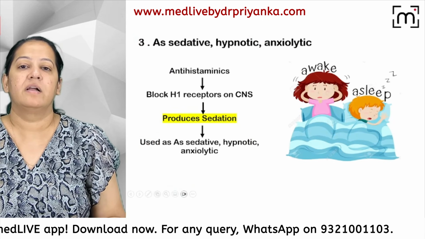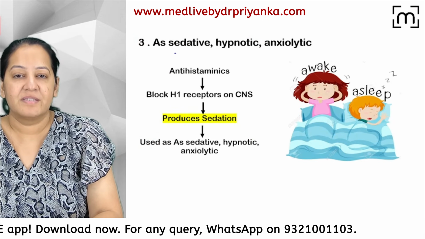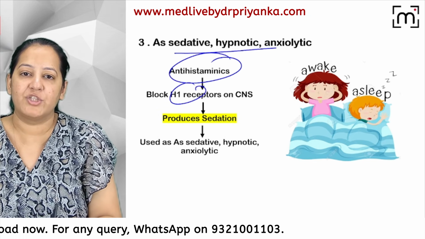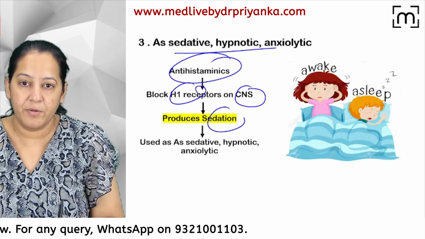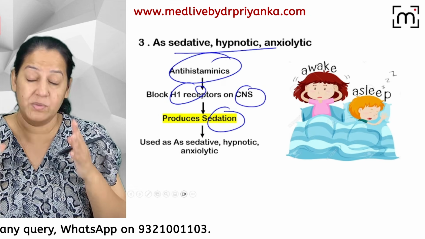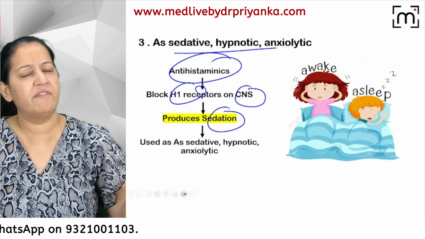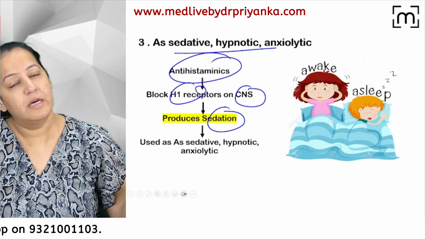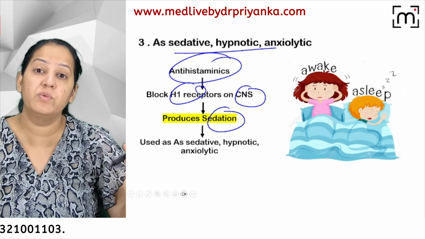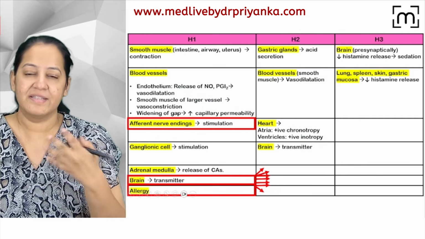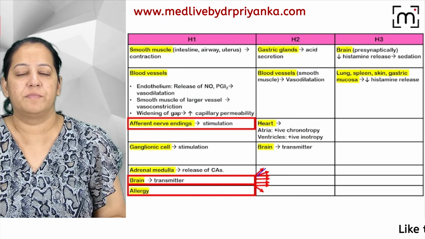One by one we will take. So first action is sedation and hypnotic. Antihistaminics block H1 receptor in the brain, so it produces sedation. Suppose it is a person who is unable to sleep, having insomnia, trouble in sleeping. Give H1 antihistaminic, so the person will feel sleepy. So we can use it as a sedative, as a hypnotic. That was the first use based on the brain.